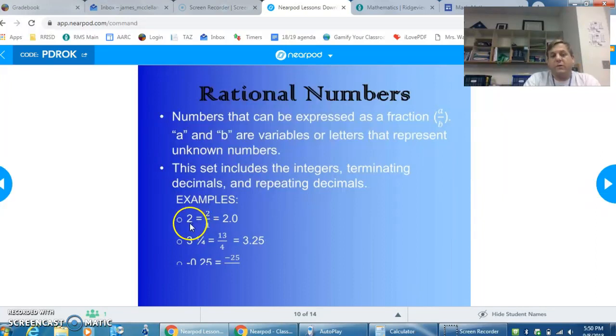The whole number 2 is 2 over 1, or 2.0. 3 1/4 is 13 over 4, or 3.25. Negative, I'm sorry this one's so hard to see, negative 0.25, this should be negative 25 hundredths right here, equals negative 25 over 100. So those can all be written as fractions.